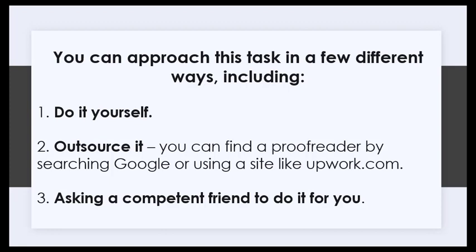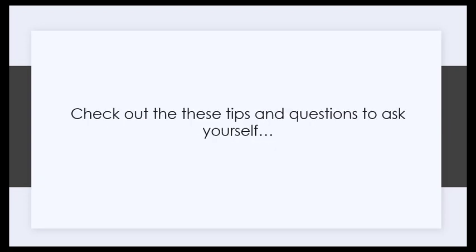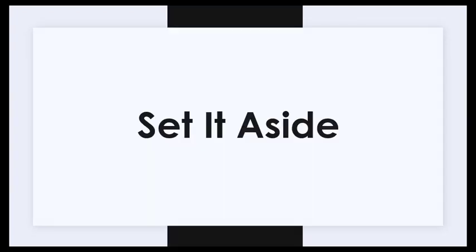You can approach this task in a few different ways, including do it yourself, outsource it, or you can find a proofreader by searching Google or using a site like Upwork.com, or asking a competent friend to do it for you. Now, for the purposes of this lesson, we'll assume that you intend to do the proofing and polishing yourself. So check out the tips and questions to ask yourself in this guide.